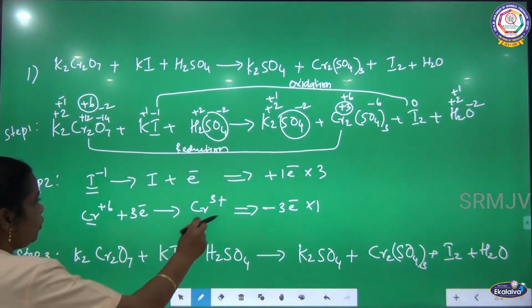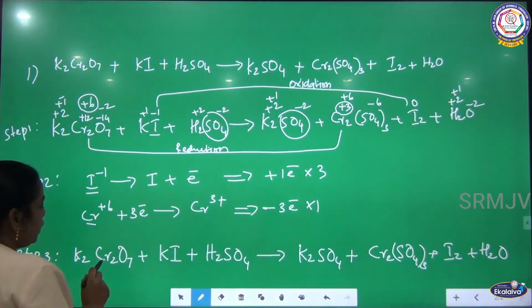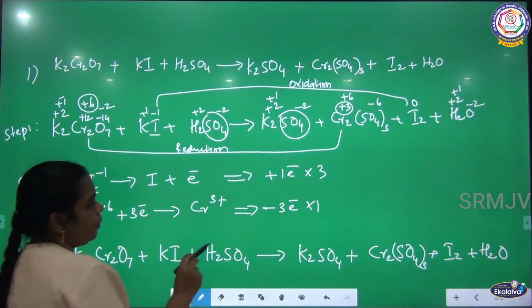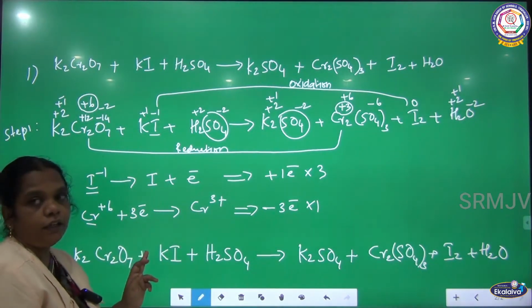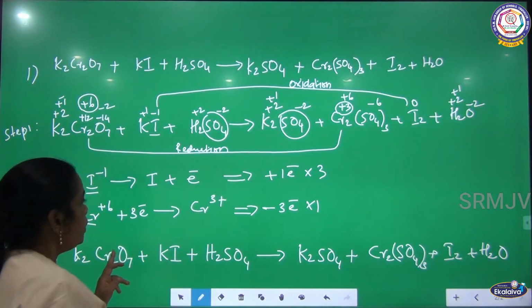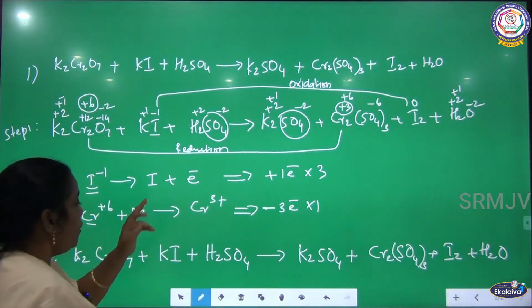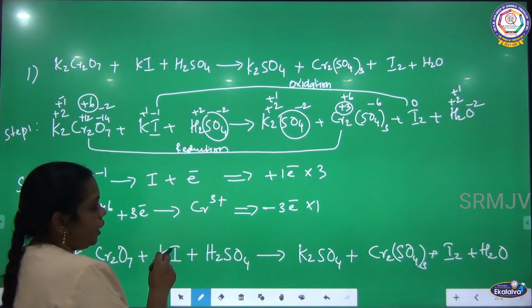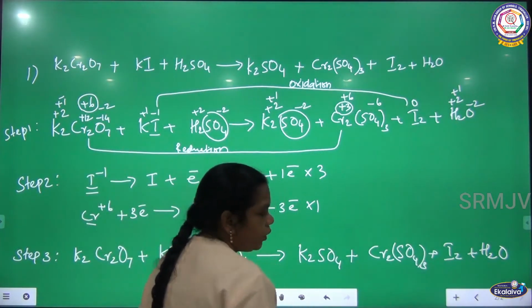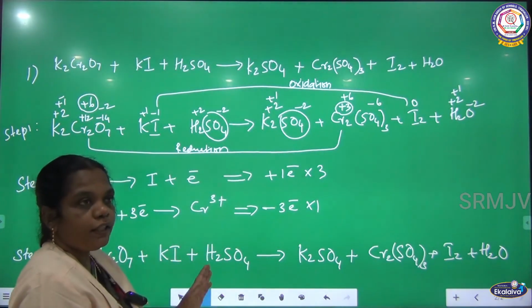Now chromium you have to multiply by 1. So already here how many chromium? 2 chromium, and this side also 2 chromium. If you multiply, there is no change in balancing. And next you have to multiply iodine by 3. If you write 3 here, this side 1 iodine and this side how many iodine? 2 iodine. So this can be multiplied.